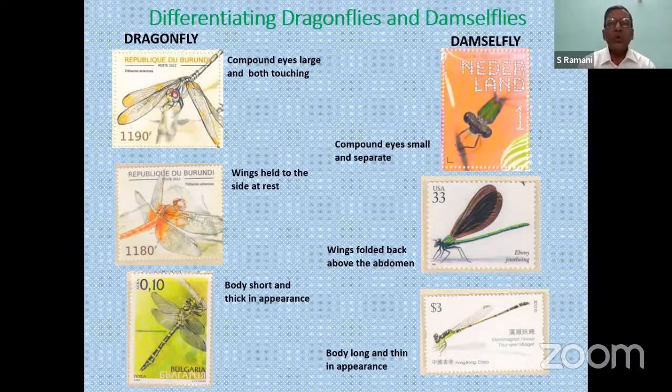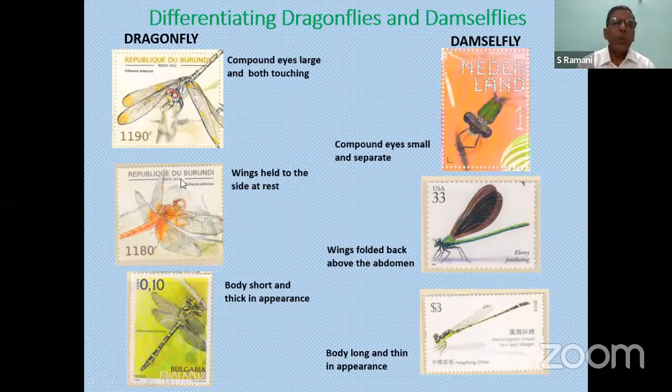Like a lot of you would have been wondering about the difference between dragonfly and damselfly. For those of you who do not know the difference, of course, you can go through various literature and find out about it. But using stamps also, this can be very nicely depicted. For example, in the dragonfly, the compound eyes are very large and touching each other. You can see that very clearly from the stamp. Whereas in the damselflies, the compound eyes are small and quite separated from each other.